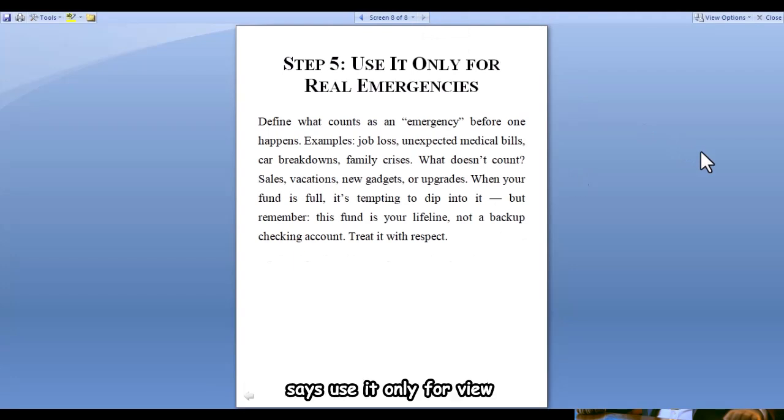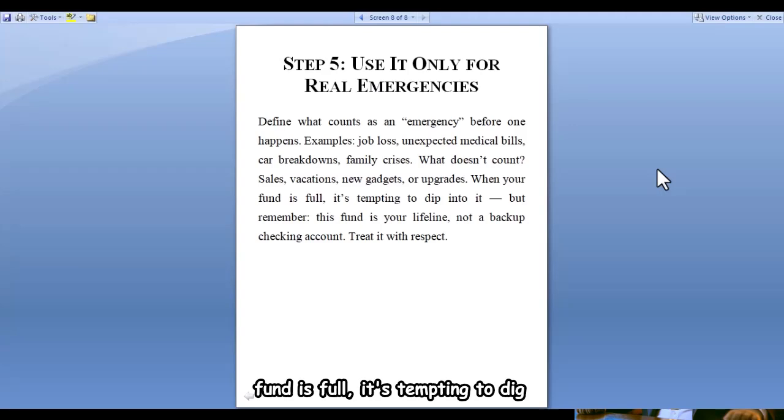The last one says use it only for real emergencies. Define what counts as an emergency before one happens. Examples are job loss, unexpected medical bills, car breakdown, or family crisis. What doesn't count? Sales, vacation, new gadgets, or upgrades.